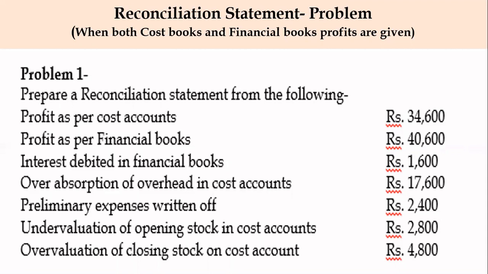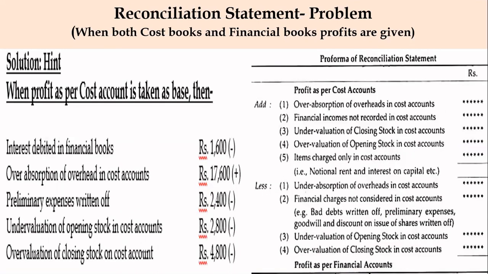If you take cost profit, whatever items to be added and whatever items to be deducted are to be done very carefully. Let us see the hint. So when profit as per cost account is taken as base, you can see here in the right side, when we take profit as per cost account, these are the few items which we are going to add, and these are the items which we are going to deduct.